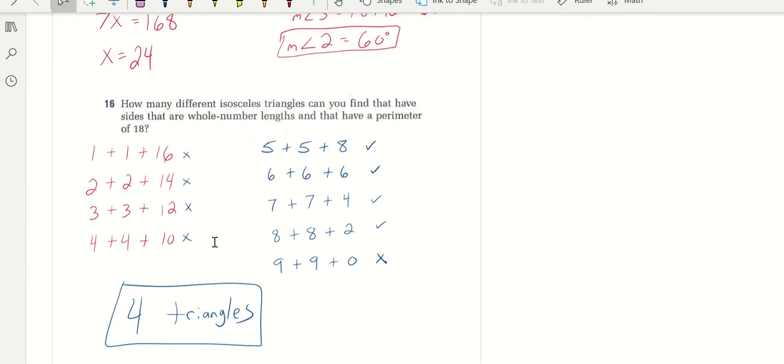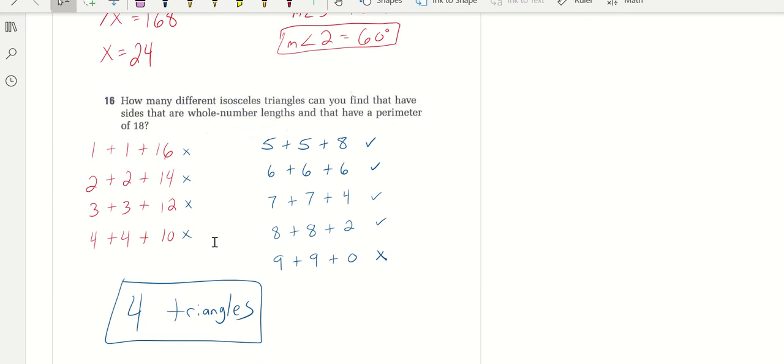All right, number 16. How many different isosceles triangles can you find that have sides that are whole number lengths and then have a perimeter of 18? Okay, so whole numbers, perimeter of 18, and isosceles. So it could be 1, 1, and 16. 1 plus 1 plus 16 is 18, right? What's the problem with this?